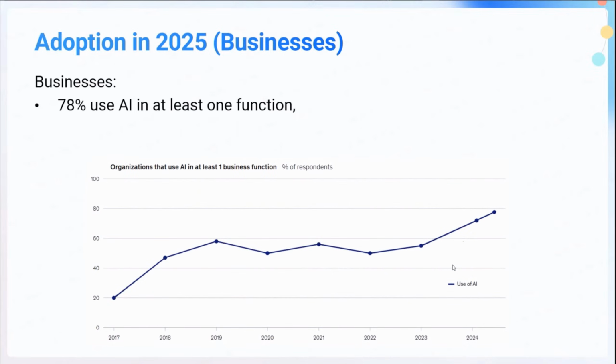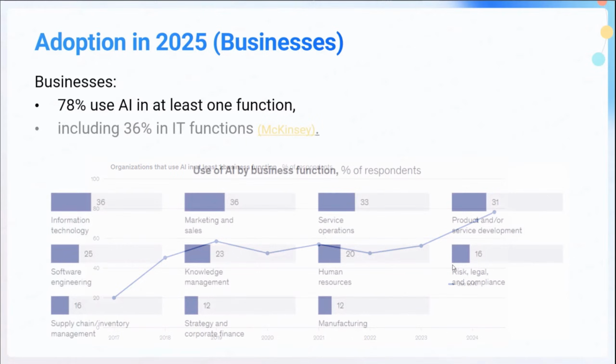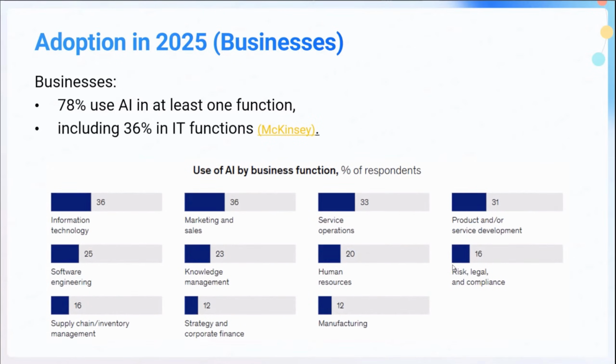And in terms of businesses, 72% of companies use AI in at least one of the functions in their companies. 36% of them use it for IT functions, according to McKinsey. That is directly related to our field of expertise.